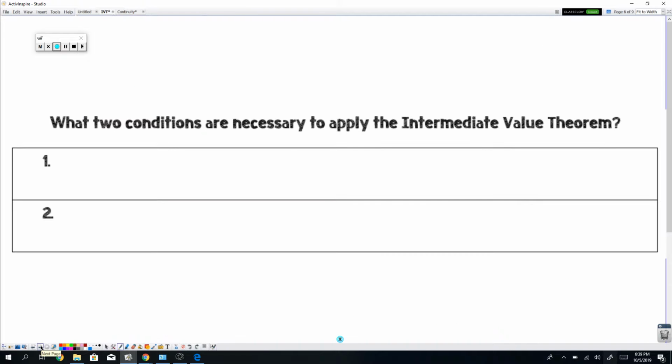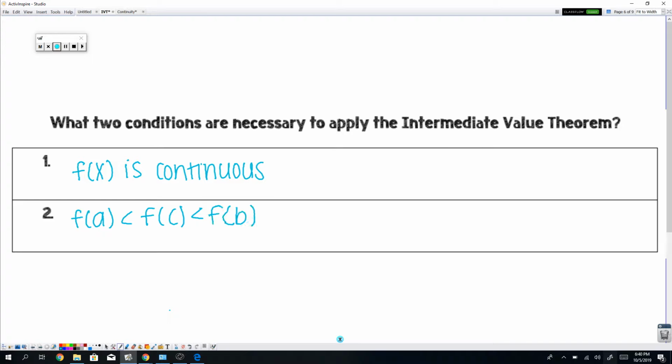Okay, so it says what two conditions are necessary to apply the intermediate value theorem. So the two conditions you need, and you have to prove every single time or state that it's a fact, is f of x is continuous, and then you also have to have that f of a is less than f of c, which is less than f of b. Okay?